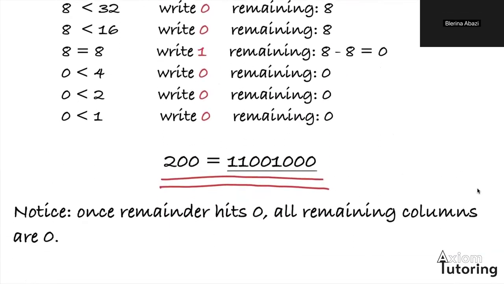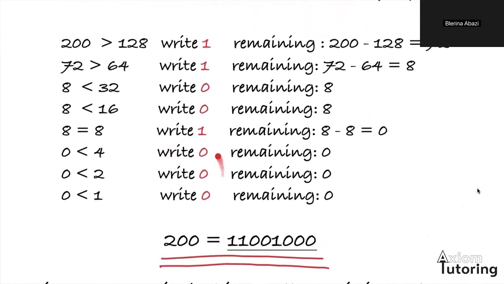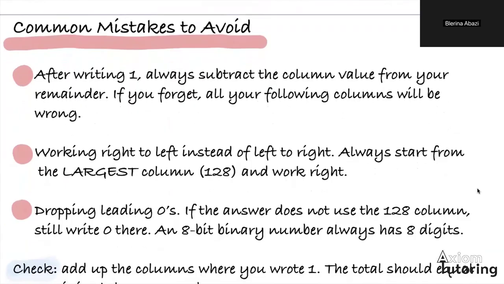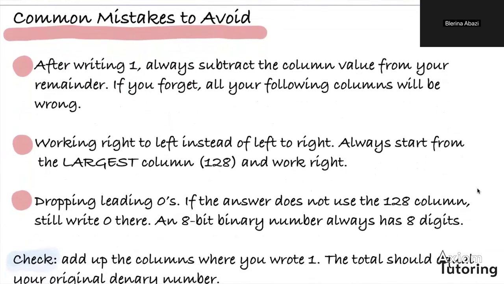You did notice that once the remainder hits 0, then all remaining columns are 0, and this is important to write and not miss, otherwise it could be the wrong number. Now, before we move on, I'd like to note 3 very common mistakes that students make in exams. First is forgetting to subtract. Every time you write a 1, you must subtract the column's value from the remainder. If you skip this step, every column after it will be wrong.